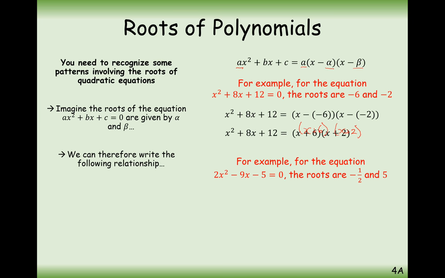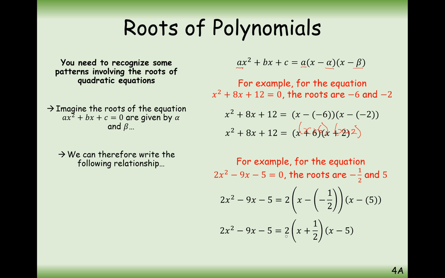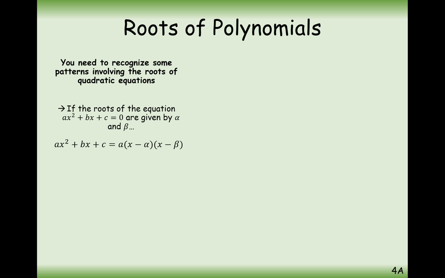All right then. For example as well, we have 2x squared minus 9x minus 5 equals 0. And we have roots here of minus a half and 5. And the reason for that is because we can factorise it into, well, we wouldn't factorise it like this, we'd factorise it as 2x plus 1, and then we can factor out a 2 from that bracket and leave it as x minus 5 on the right.